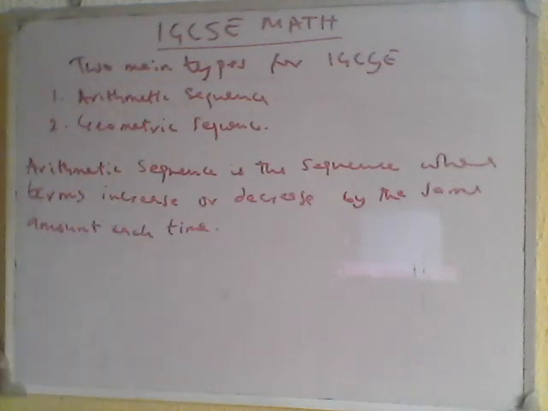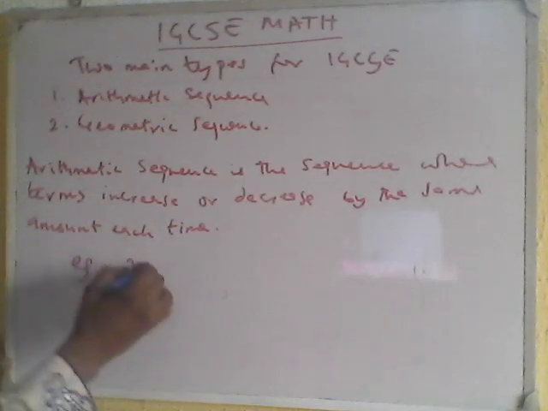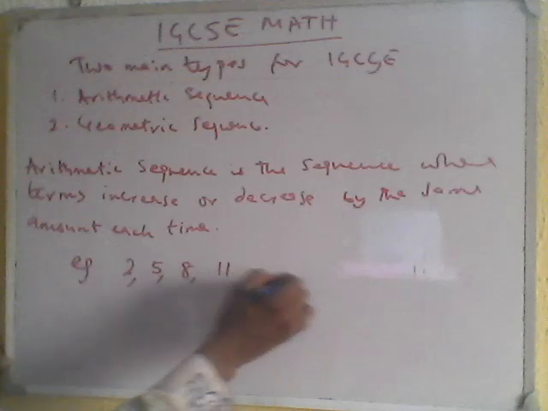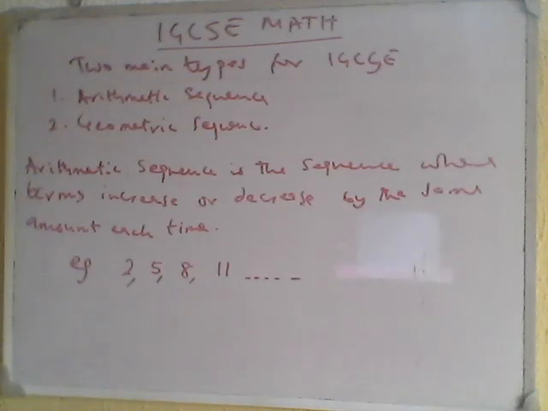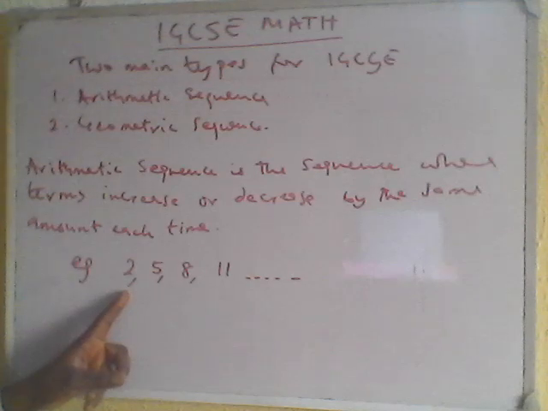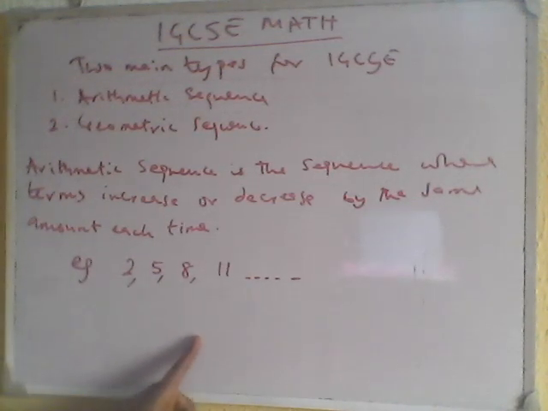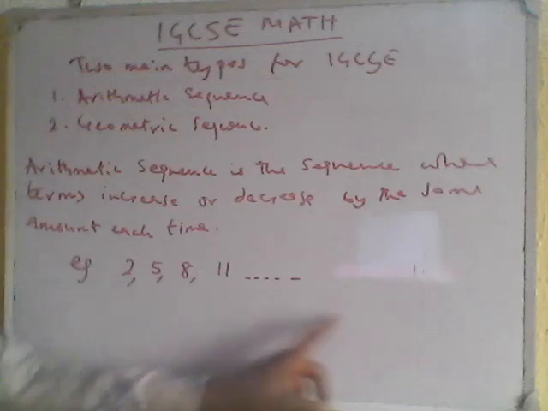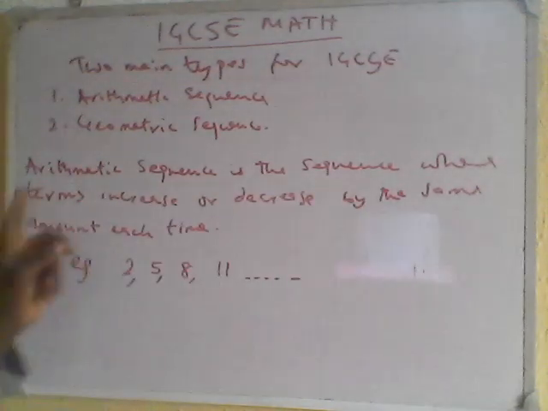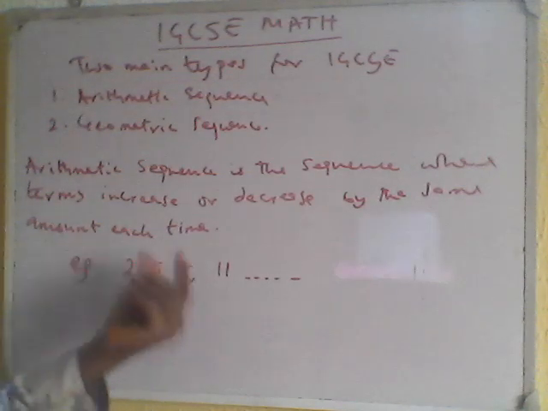For example, if I have 2, the next term is 5, the next term is 8, the next term is 11, and so on and so forth. Like I said in the previous discussion, 2 is the first term. The first number is the first term, the second number is the second term, the third number is the third term, the fourth number is the fourth term, and so on. So an arithmetic sequence is a sequence where each term increases or decreases by the same amount each time.